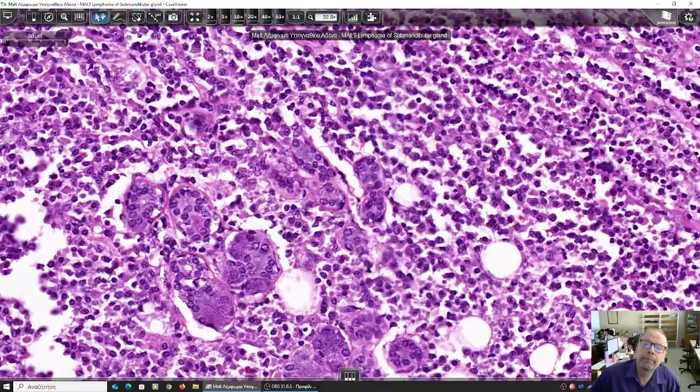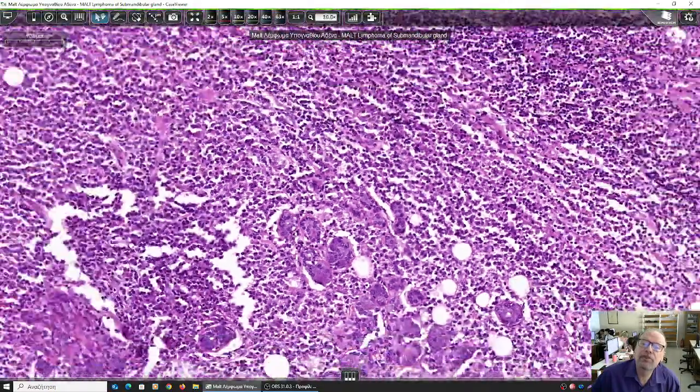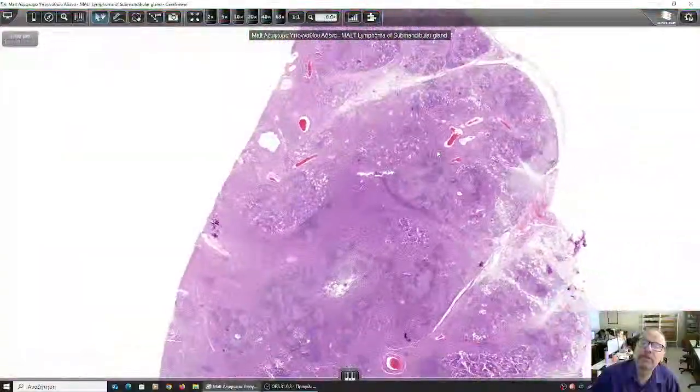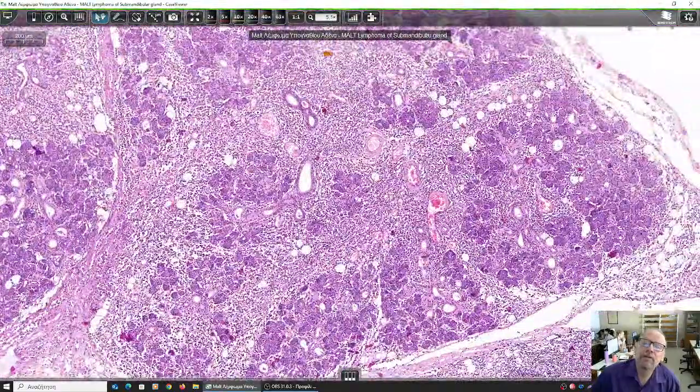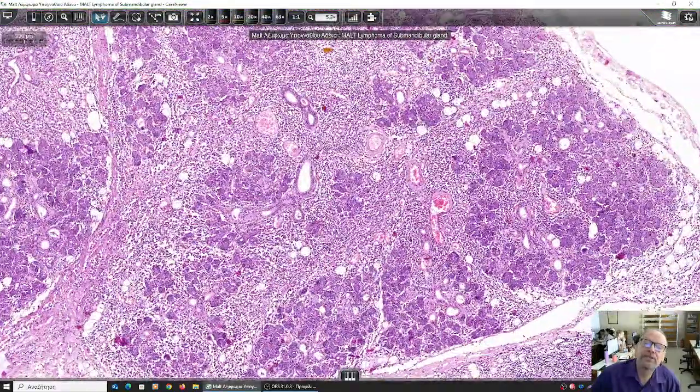Have a look here, the epithelial structures and the lymphocytic lesions, lymphoepithelial lesions, very, very dense.